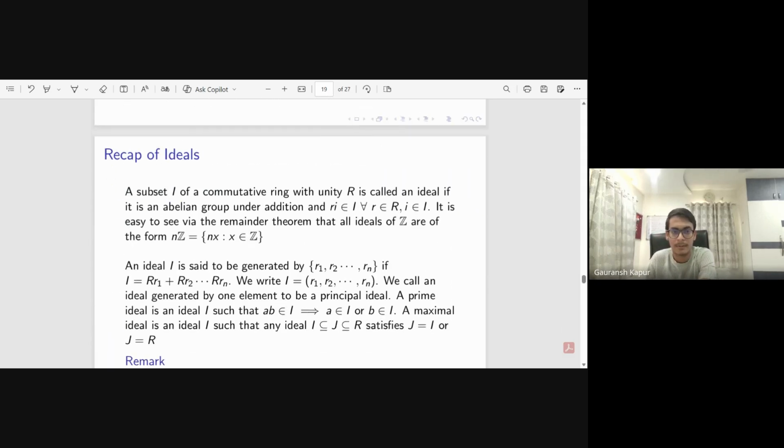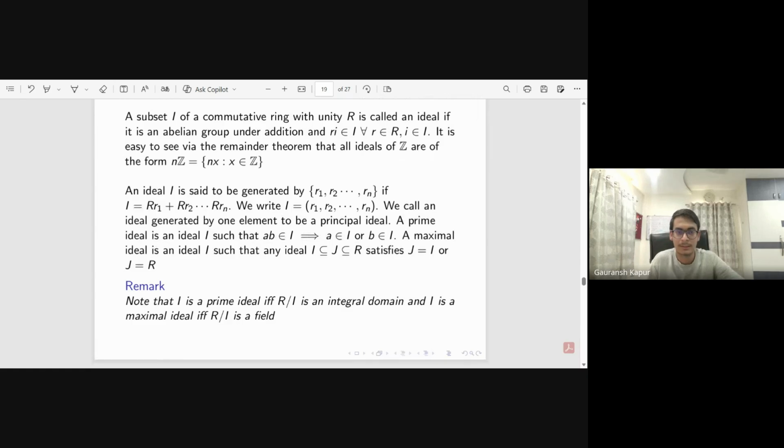And we look at some ideal theory. I don't want to go too much into theory because there's not much time. So yeah, this is what an ideal is. An ideal is a subset I of a commutative ring R if it is an abelian group under addition, and rx is in I for all r in R and x in I. So basically, if you multiply any element of I with any element of R, the end result should land in I.